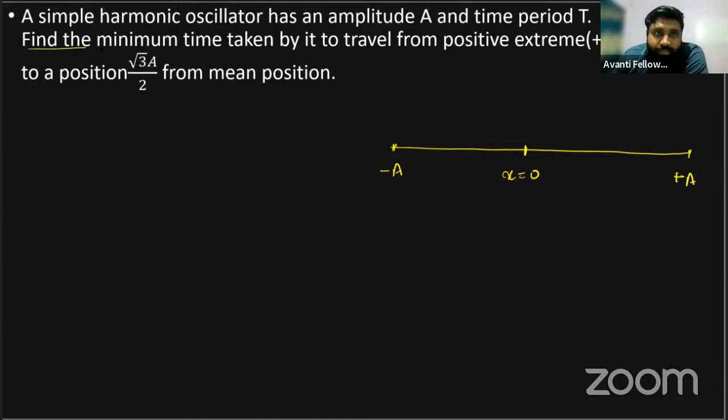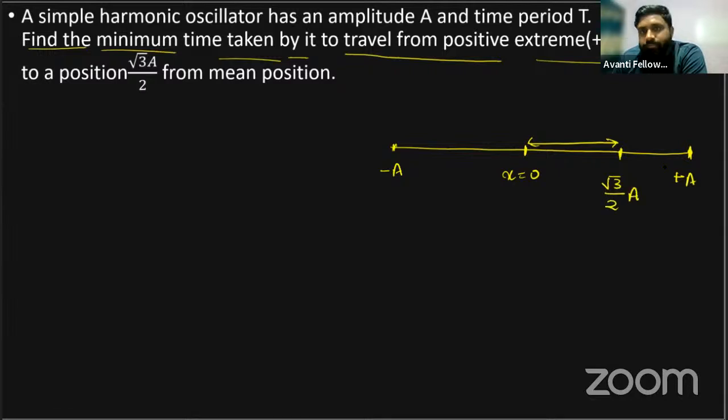Read the question. Find the minimum time taken by it to travel from positive extreme, which means from here, to a position root 3A by 2 from mean position. So this position we should measure from mean position. Let's say here root 3 by 2 into A. If it is traveling in this direction, this much time it will take, let's say t. We know that when the particle is at extreme position, the velocity of this particle will become 0.